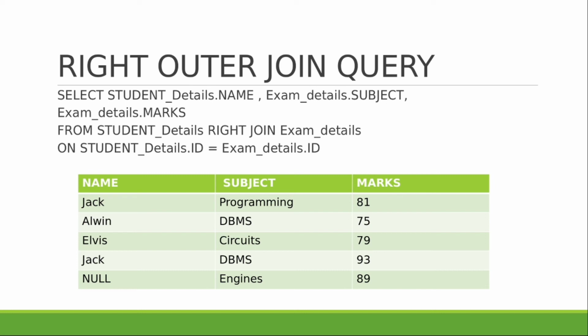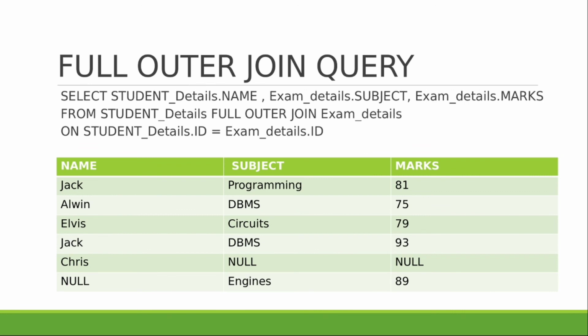Looking at the output, you can see that ID5 is actually getting printed, but the name column here is null because it is not present in the student details table, and the name column is coming from the student details table. So for ID5, the name is unknown, but his subject and marks are present in the right table. That particular data will be printed whenever we write this query. Clear?